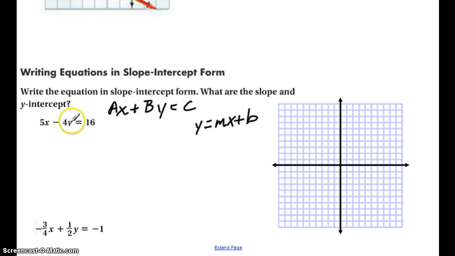First step is to subtract this 5x from both sides to begin isolating y, or getting y by itself. And that's going to leave us with negative 4y and negative 5x plus 16 on the other side. Last step is to divide everything by negative 4 to get y by itself.